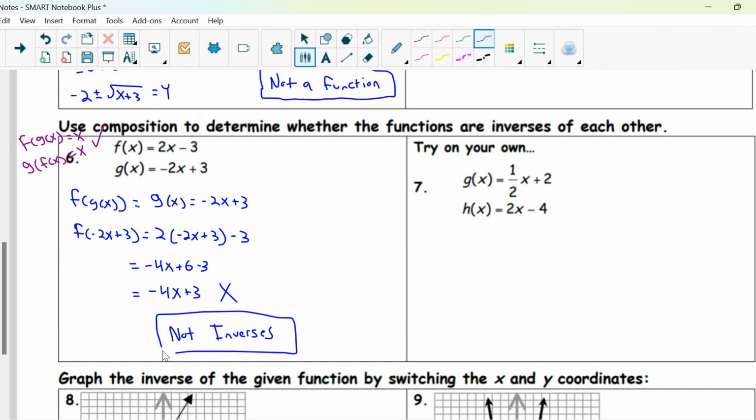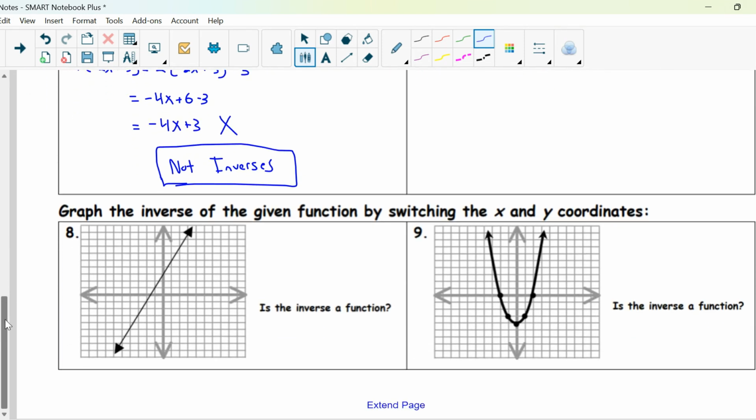Okay, when we do the opening activity in class together, you'll see why this is the case, but no reason to explain now in the notes video. So you can determine whether you have inverses by composition. You can also determine whether you have inverses by graphing. So what they want us to do is graph the inverse.